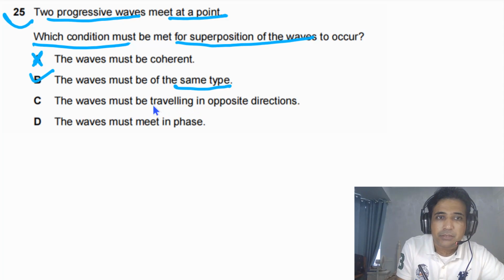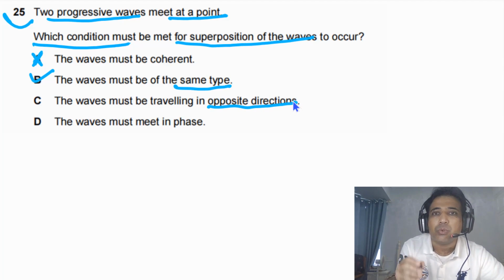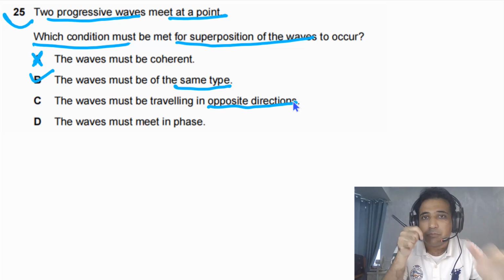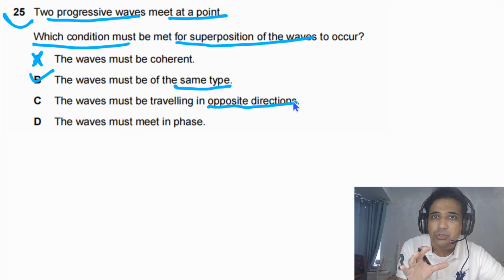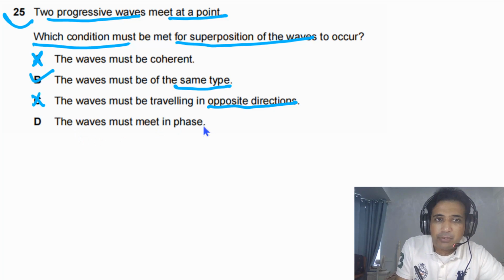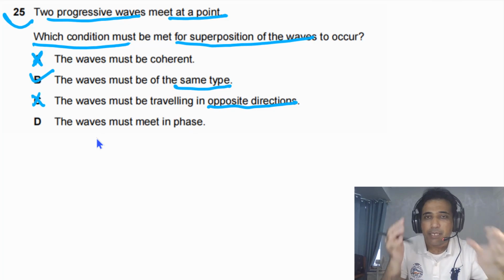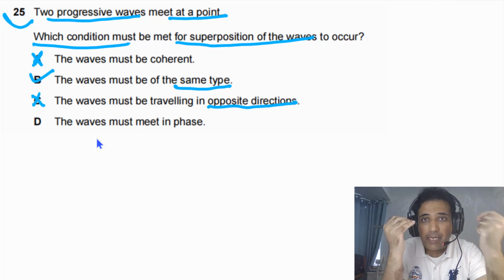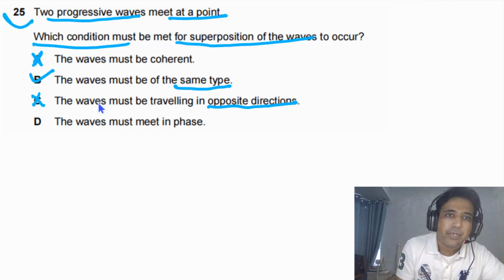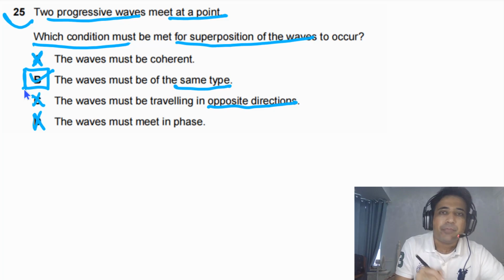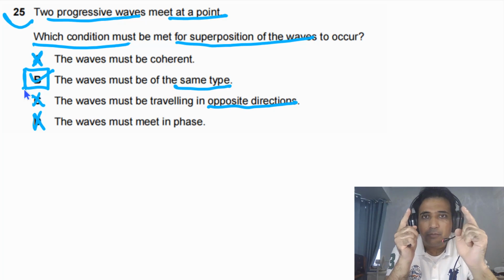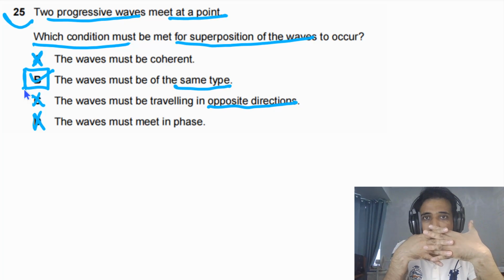The waves must be traveling in opposite direction. No, they can be traveling in the same direction. So this is not a condition for superposition of the waves. The waves must meet in phase. This is also not a requirement. They can be in antiphase. There can be any phase difference between them for them to superpose. So this is also not a requirement. So the answer for this question is B. Only the same type of waves can interfere with each other.